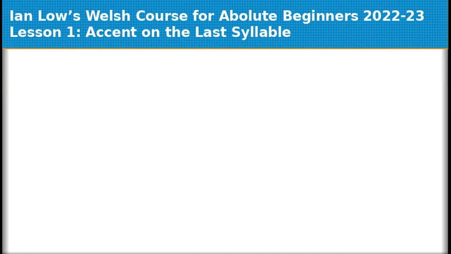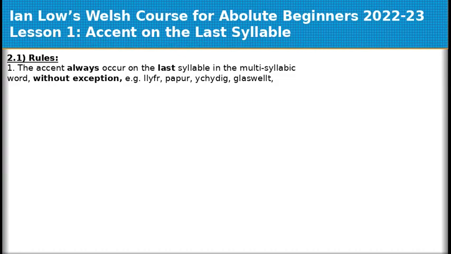And in terms of the accent in Welsh, it's very simple. The rule is the accent always occurs on the last syllable in the multi-syllabic word, without exception. It's as simple as that. So for example, if we have the word llyfr, even though we don't have a vowel in the last syllable of the word llyfr, which means book, nevertheless, the final syllable of the word llyfr is accented, and as well as that, we have an accent on the first syllable as well.